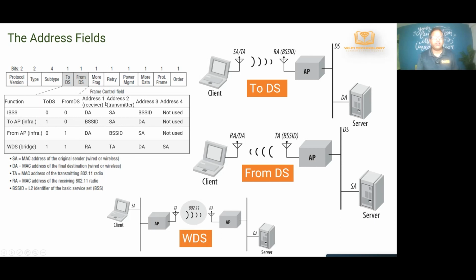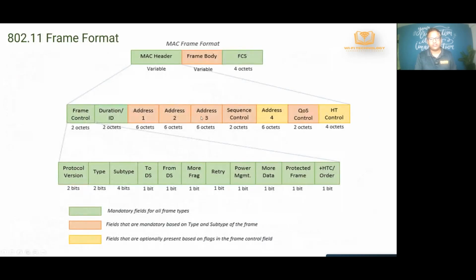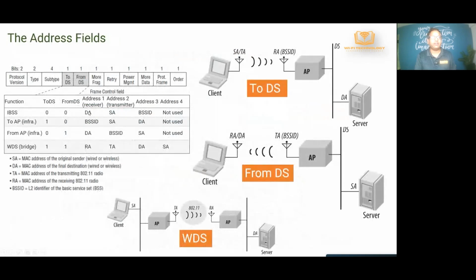Now, if you look at the address fields, the 4 address fields we talked about, if you go back to the previous slide, there are 4 address fields: address 1, address 2, address 3, and address 4. These address fields have different addresses based on these bits. So for example, if both the ToDS and FromDS bits are set to 0, that means the frame is staying within the wireless LAN cell. Then address 1 is the destination address, address 2 is the source address, and address 3 is the BSSID, right? And depending upon who is sending it.